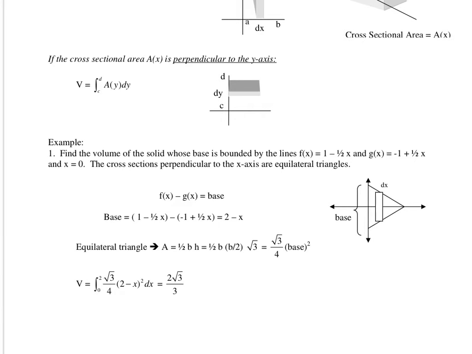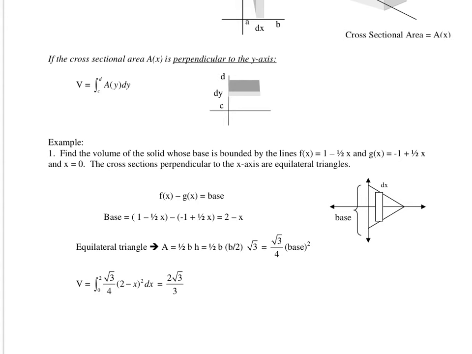So for this first example, these are how these problems will be presented. Find the volume of a solid whose base is bounded by the lines f of x equals 1 minus 1/2 x and g of x equals negative 1 plus 1/2 x and x equals 0. The cross sections perpendicular to the x-axis are equilateral triangles.